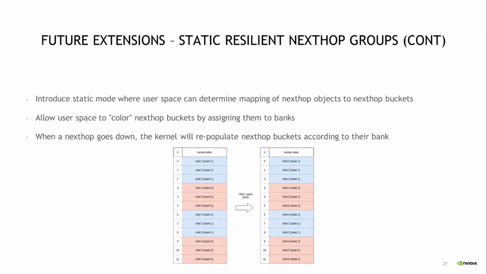In this case, you can see that bucket number 0 was populated with NEXTHOP ID 1 and NEXTHOP ID 2 from bank number 1, while bucket number 6 was repopulated with NEXTHOP ID number 3 that also belongs to bank number 1. Next slide, please.